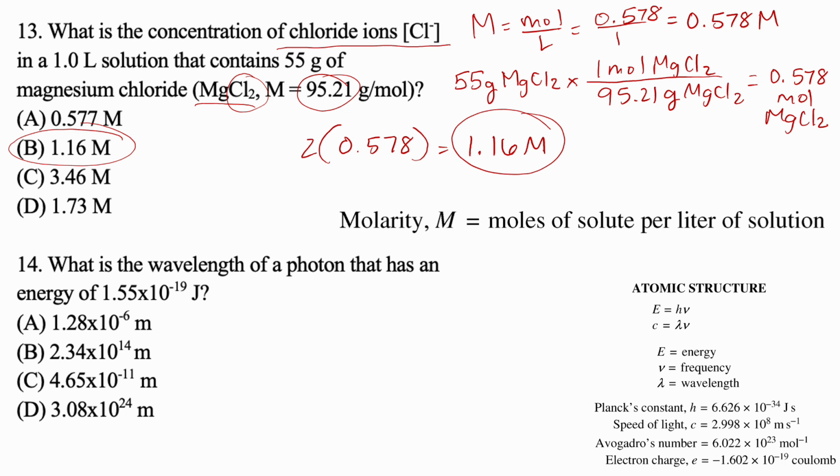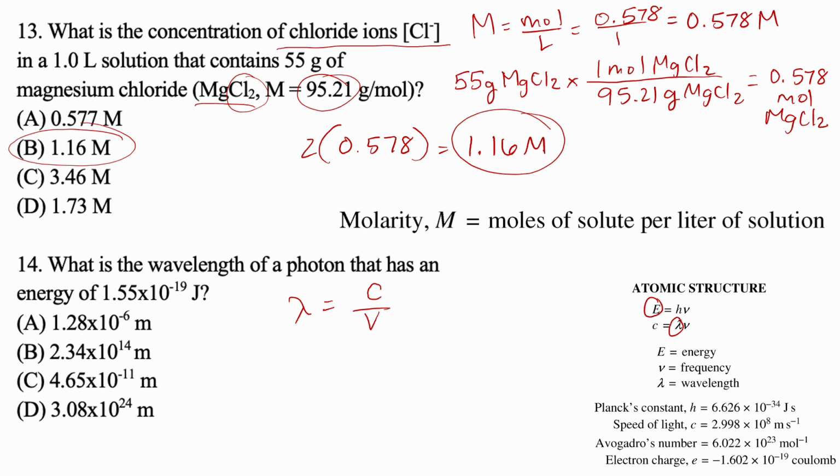14, what is the wavelength of a photon that has an energy of 1.55 times 10 to the negative 19th joules? So if you look on the right side of the screen, that is all of your information needed for this question. That is from your AP formula sheet. So if you look at the question, it's asking for wavelength, which is here, and you are given the energy. So if we are looking for wavelength, we know that the wavelength equation is going to be C over V, which is frequency, and V is going to be equal to E over H.